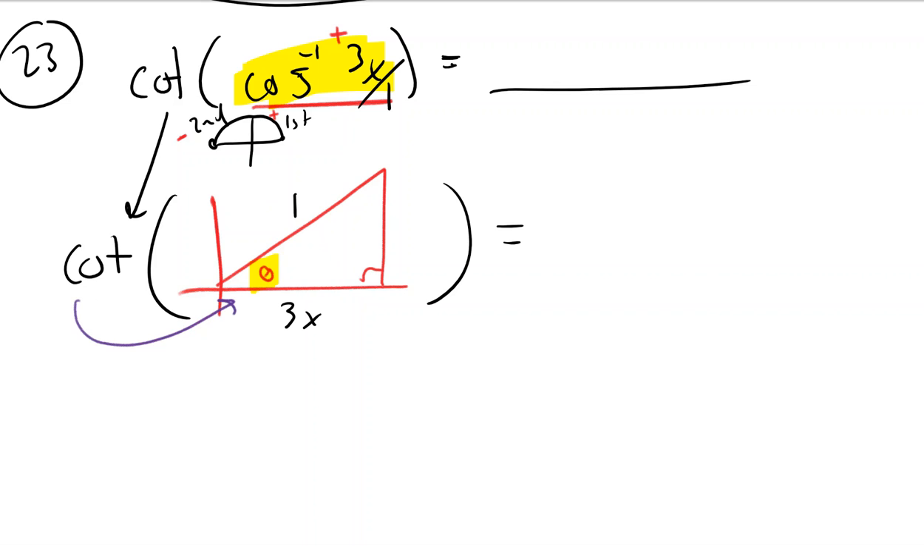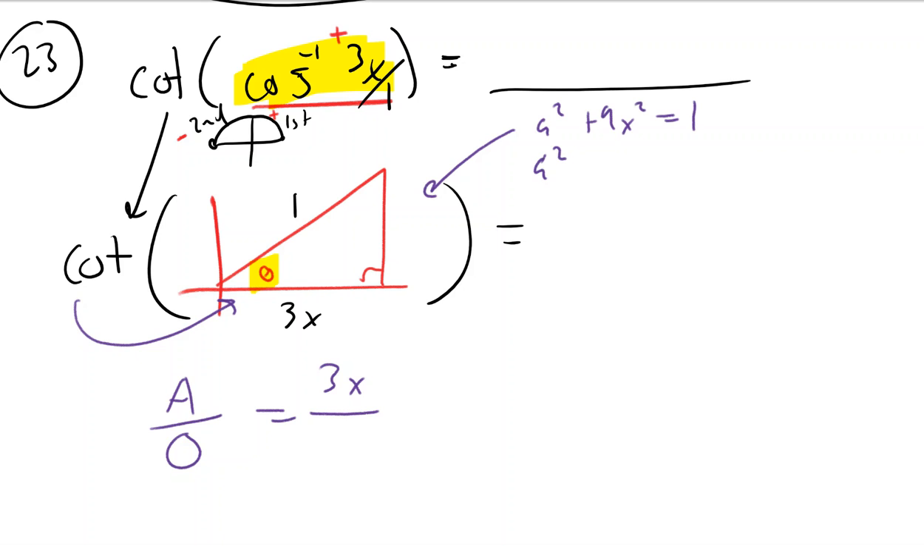Now, to finish the question, you just want to know what's the cotangent of this angle. Cotangent is adjacent over opposite. We already have the adjacent to that angle. We just need the opposite. And like any other time this year, we need the third side of a right triangle. Go with Pythagorean theorem. So it looks like this side is the square root of 1 minus 9x squared.